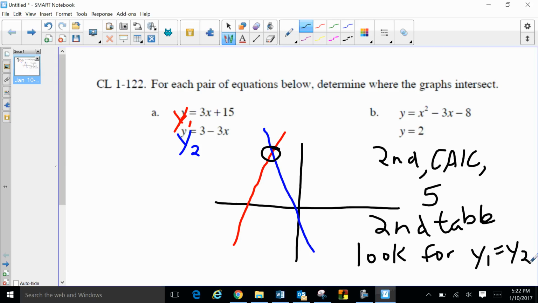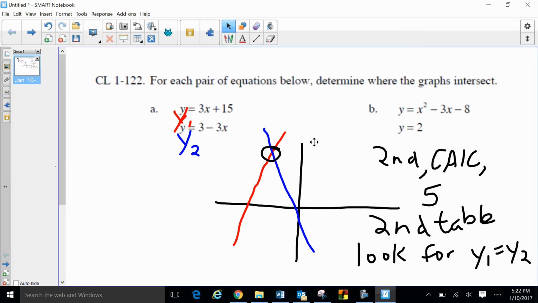Either way you do it, you can see that this intersection right here is back here in the negative x region. So you want to scroll up in that x table to get negative numbers for the x. Once you do that, you will find that the exact answer is at -2 on the x, 9 on the y.